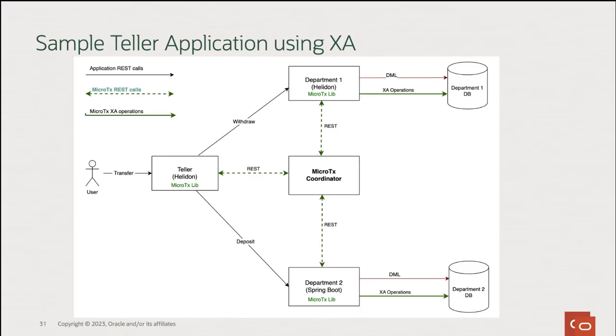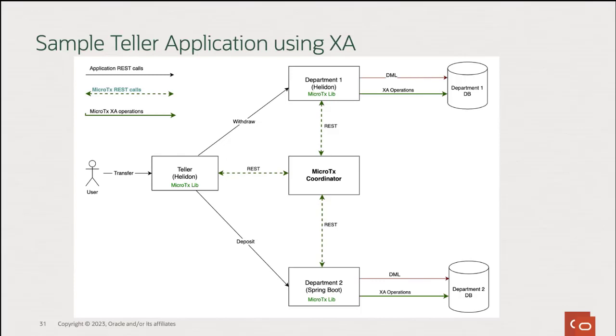The teller service begins an XA transaction by making a call to the MicroTx coordinator, and then the teller service calls the withdraw service in department 1 and deposit on department 2. The MicroTx library in the participant microservices provides the functionality to enlist in the XA transaction. If both the withdraw and the deposit calls succeed, the teller service then calls commit on the MicroTx transaction coordinator to commit the transaction.